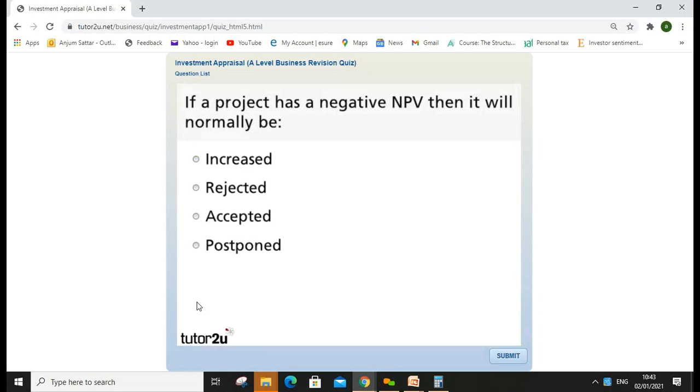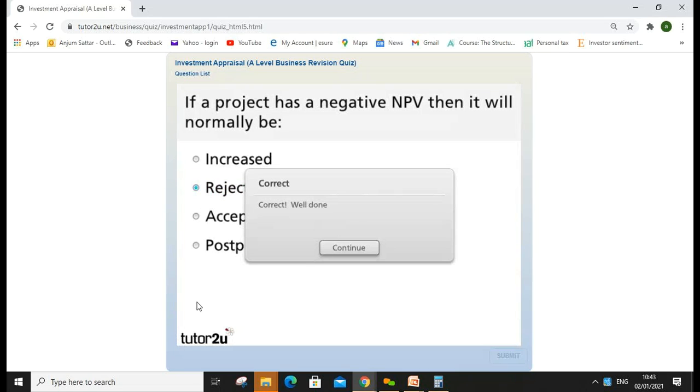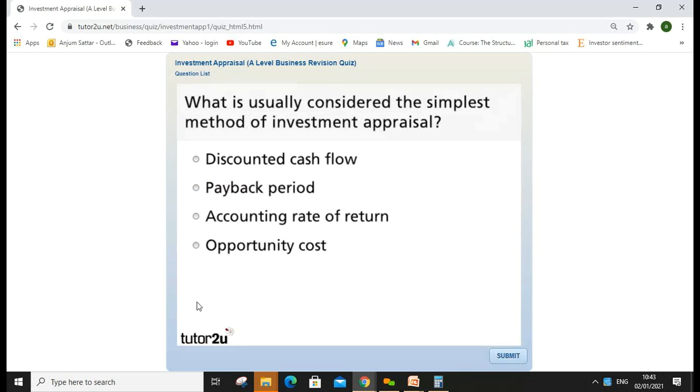Okay, if the project has negative cash flows, then normally what do we do? We accept, we reject, or we postpone. A, B, C, which I mentioned in NPV. If it's negative, reject. Well done, it is correct.